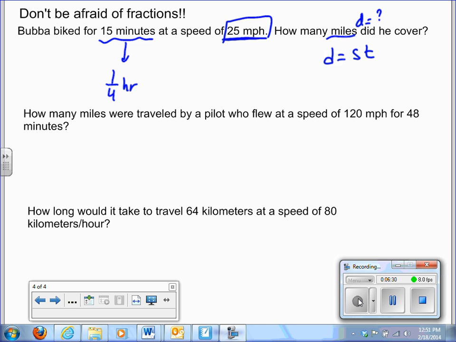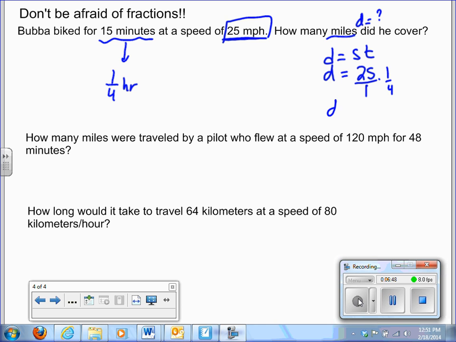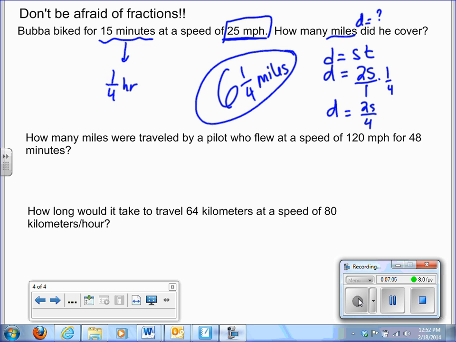All right. So the distance here is going to be 25 miles per hour times 1/4. I can put 25 over 1, the imaginary denominator, since all whole numbers can be over 1. And then my distance is going to be 25/4. What does that mean? How many miles is that, Marissa? 6 1/4. And we would write a sentence, we're just not going to because it's our notes.